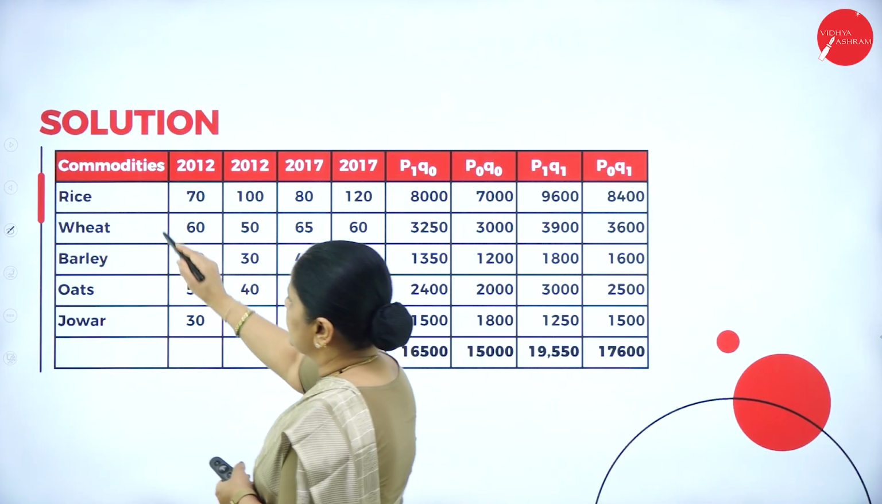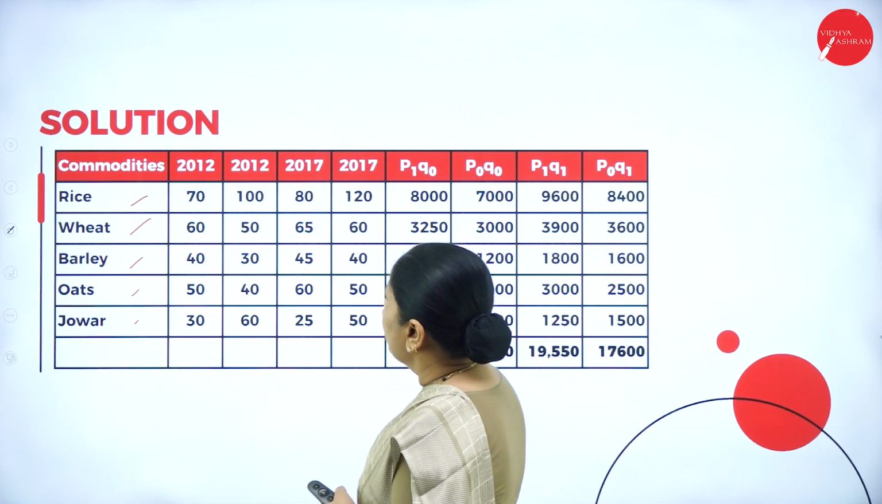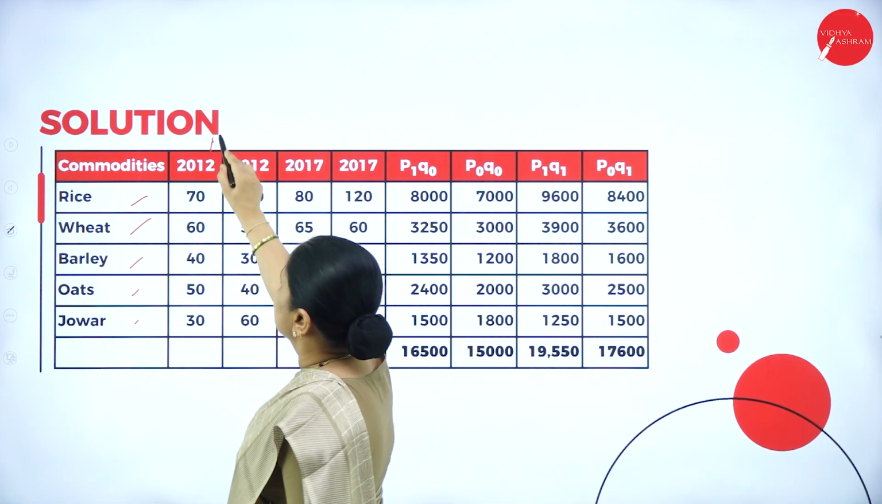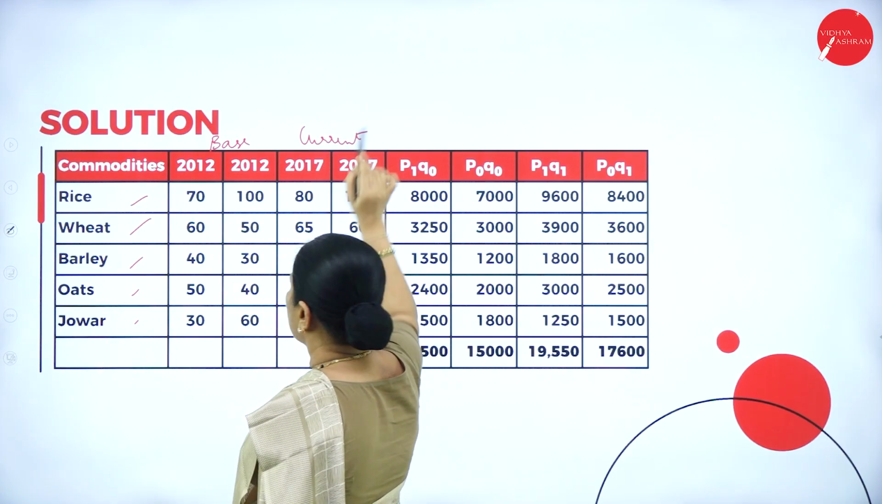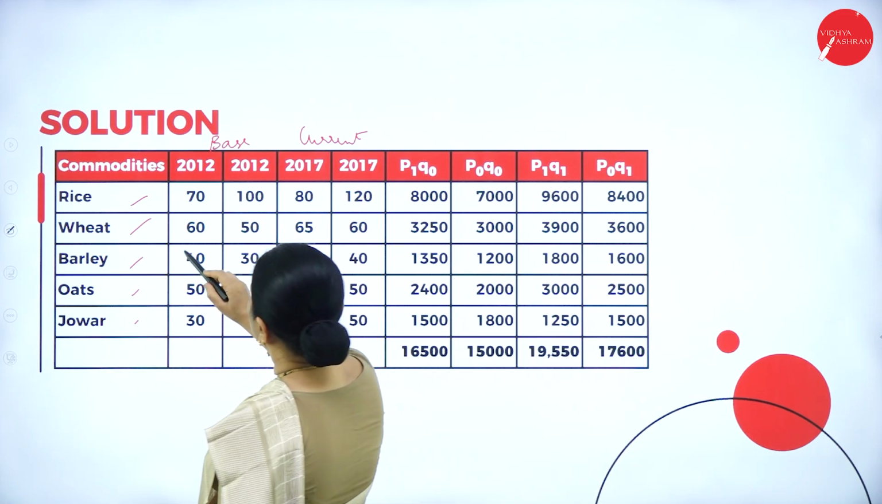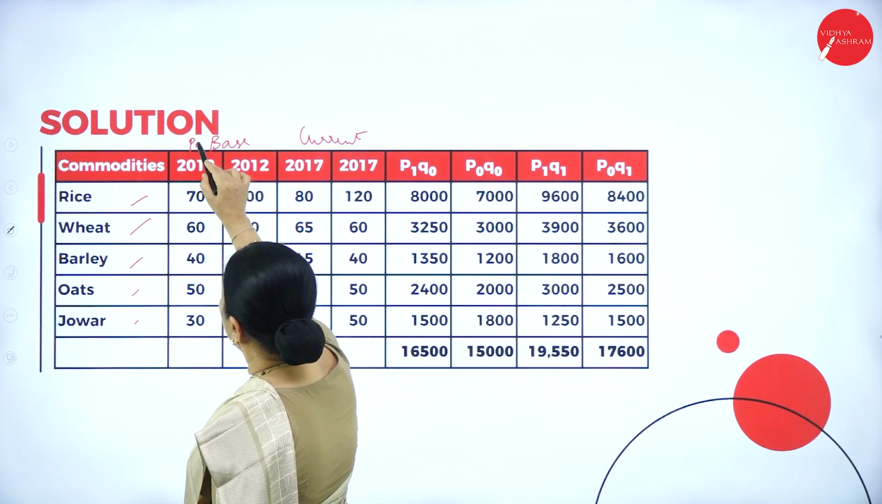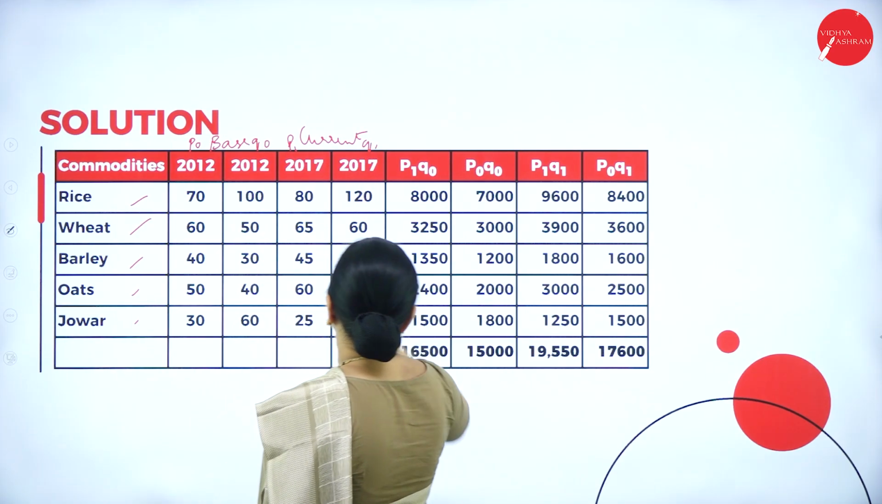Now here we have the commodities rice, wheat, barley, oats and jowar. Now this is for the base year. 2012 will be the base year and this will be the current year. This we call the P0 and Q0. This will be P1 and Q1.